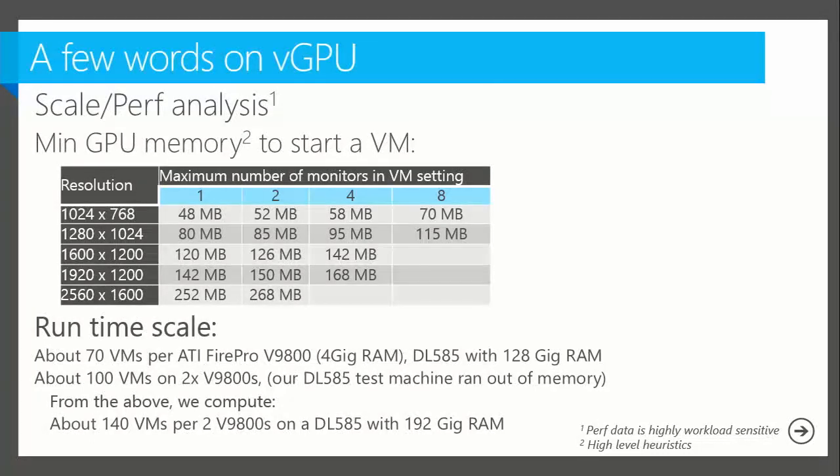Now, as far as the runtime goes, we've tested on our ATI FirePro V9800, 4 gigs of RAM, on a pretty nice AMD server, DL585, with 128 gig RAM, 70 users, 70 VMs per ATI FirePro. And we bumped it all the way to 100 VMs, but our server ran out of memory. So basically, the hypervisor didn't have enough memory to start these VMs. But a quick calculation says, with 2 GPU cards, you should be able to host 140 VMs on this DL585 with about 192 gig memory.